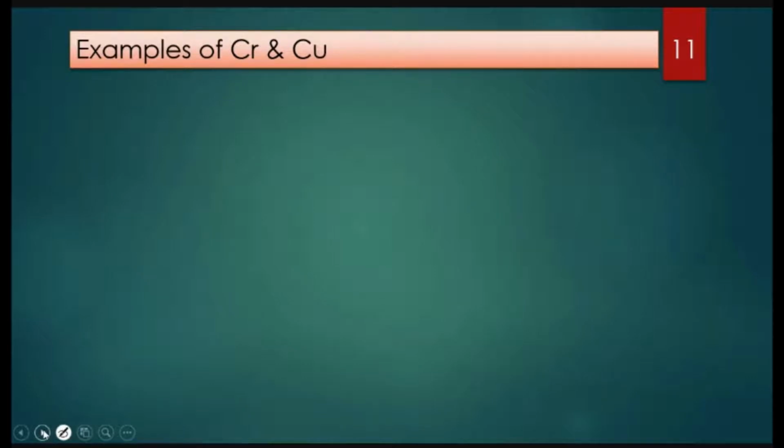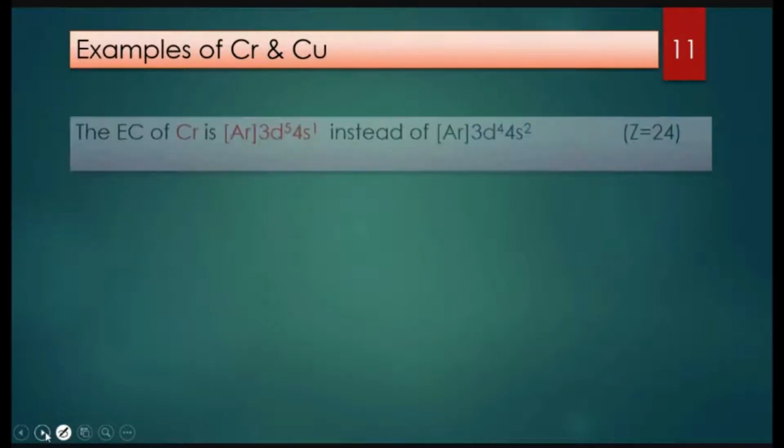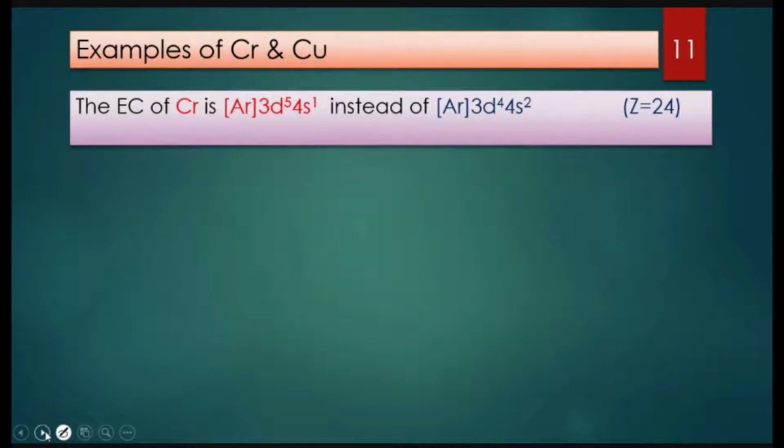To prove that, I have taken 2 examples. I have taken elements of the first transition series, that is the 3d series: one is chromium and the other is copper. Now we shall see. The actual electronic configuration of chromium is given as argon core 3d5 4s1. Both chromium and copper violate the usual rule for assigning electrons in various shells of an atom. The actual electronic configuration of chromium is argon core 3d5 4s1 instead of argon core 3d4 4s2.